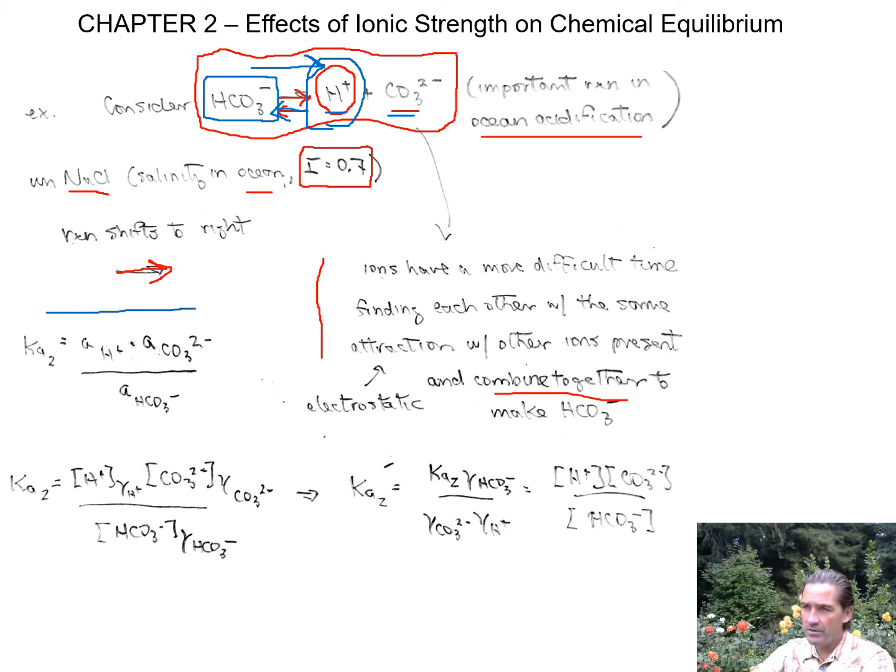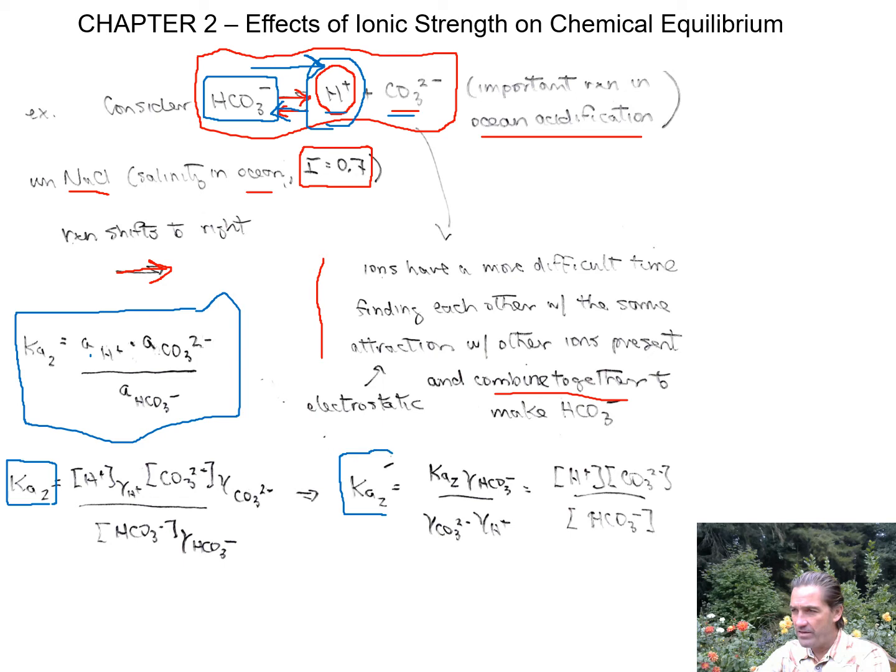And so here's our equilibrium expression. Again, we'll substitute these activities for the concentration times the activity coefficient. Did that for all three. This is a Ka2. We'll talk about that in chapter 3. This reaction is the second dissociation of carbonic acid. You guys will get familiar with that. But if we had the numbers, we would calculate Ka2 prime.